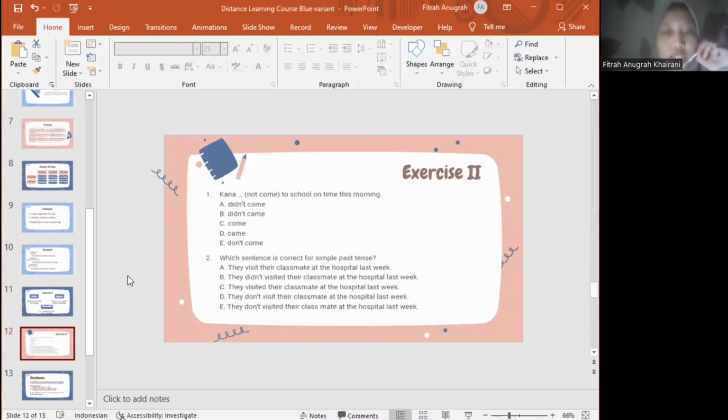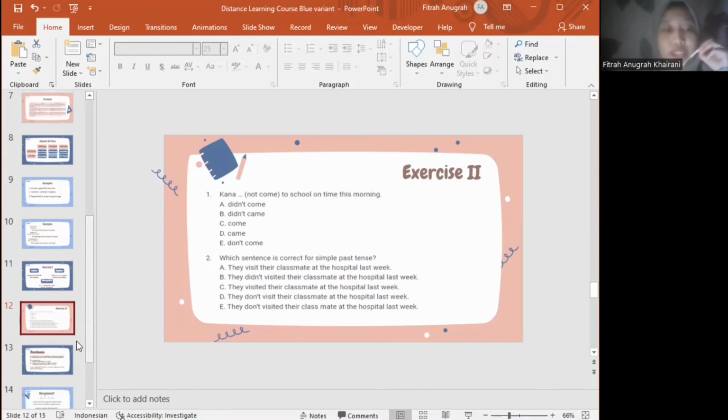Okay, there are a little bit of exercises too. For number one, can anyone guess the answer? The question is, Kana blah blah blah not come to school on time this morning? The answer is, yes, right. The answer is A. Didn't come because it's in negative sentence. So the verb is using verb one. Okay. The second is, which sentence is correct for simple past tense? And yes, the answer is C. They visited their classmate at the hospital last week.